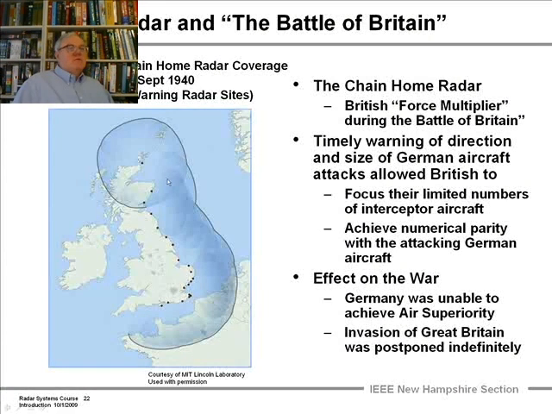The radar was what I call a force multiplier. With airfields scattered all over the place, they were able to use radar to concentrate their defenses right at the location of the German attack and focus their limited number of interceptor aircraft so that they could achieve numerical parity with the attacking German aircraft. The effect on the war was that Germany was not able to achieve air superiority, and the invasion of Great Britain was postponed indefinitely because they could not.